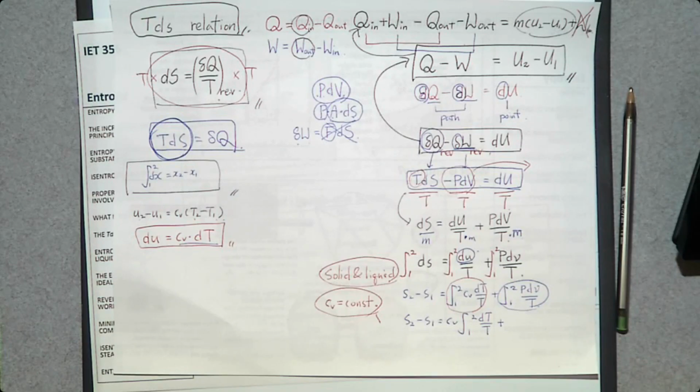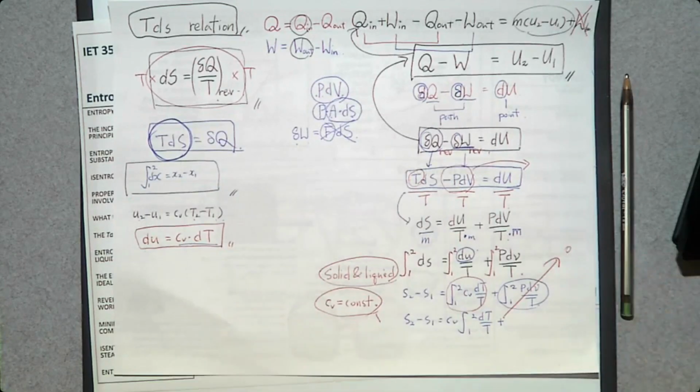So if you say your system is either solid or liquid, what is the change in volume? This dv means change in volume. What is the change in volume when you have a solid or liquid? 0. Then, can you integrate dT over T?